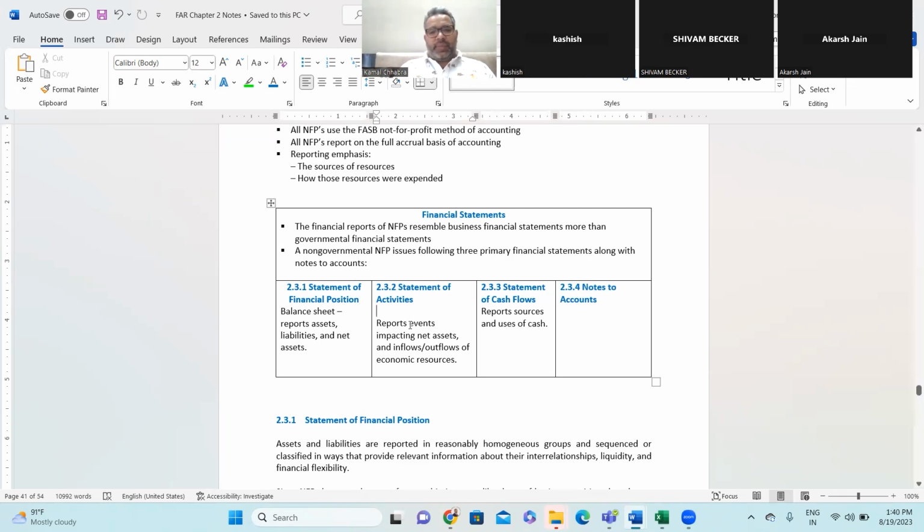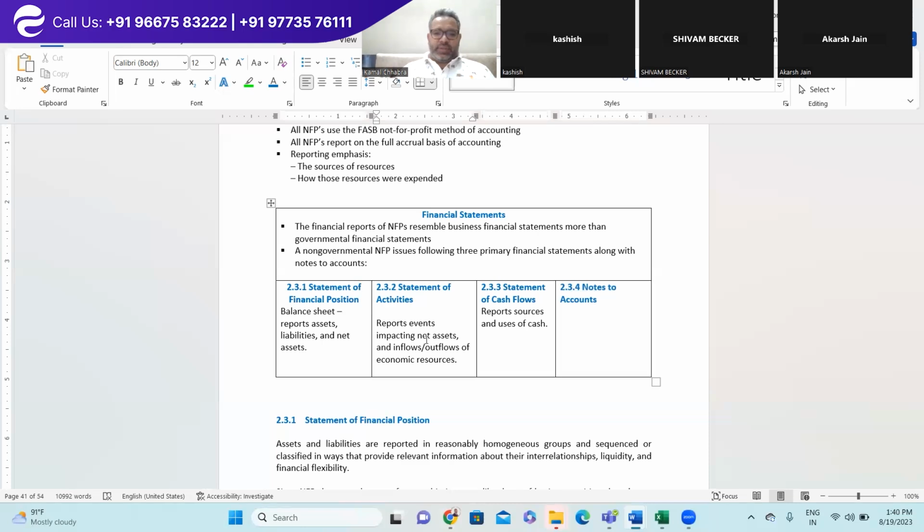In the statement of activity, in an income statement, you have revenue, expenses, and EBITDA and everything. So here you will be reporting events that impact net assets, that is inflow and outflow of economic resources. Inflow means your revenue and outflow means your expenses. And the net balance will transfer to the net assets. That means whatever is the net balance of inflow minus outflow will transfer to the net assets. Net assets are similar to equity. And the cash flow statement will again report the sources and usage of cash in operating activity, investing activity, and financing activity.